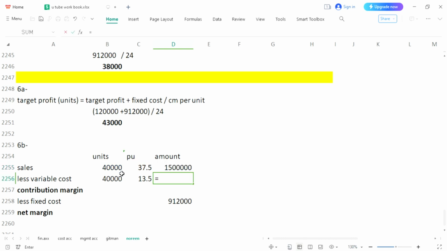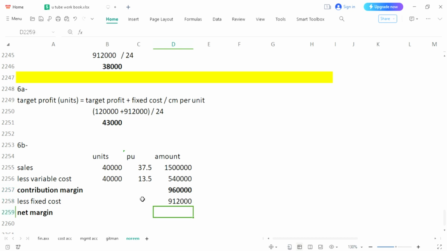Now we want to calculate our variable cost by multiplying units into per unit. Units of variable cost 40,000, we need to multiply it with the per unit cost, which is 13.5. So we have got the new variable cost. Now we can calculate contribution margin by subtracting variable cost from sales. Sale is 15 lakh and you need to subtract variable cost, which is 5,40,000. So we have got 9,60,000, which is our contribution margin.